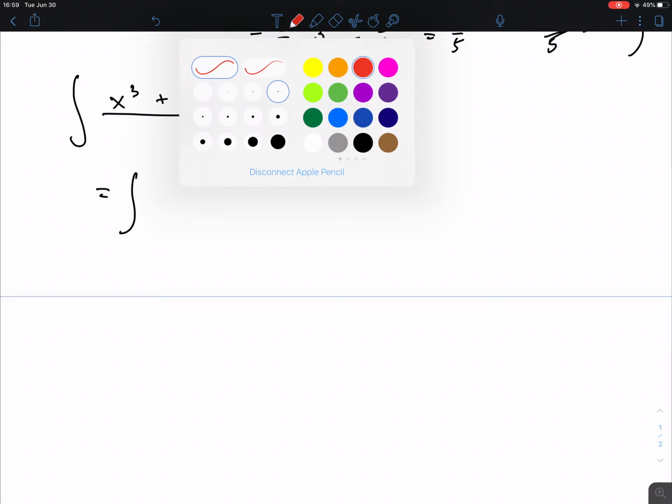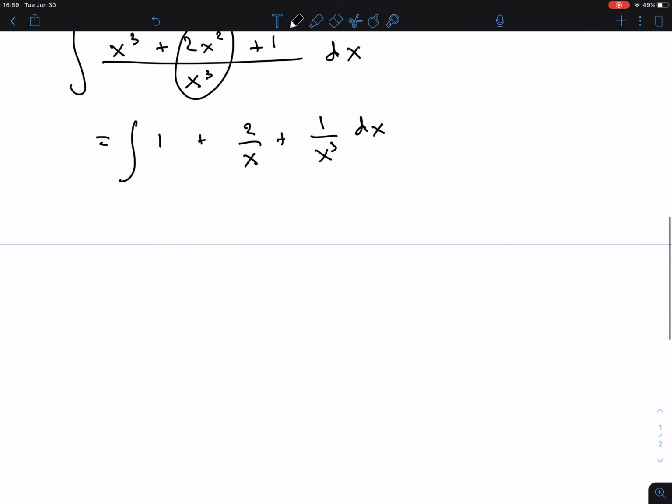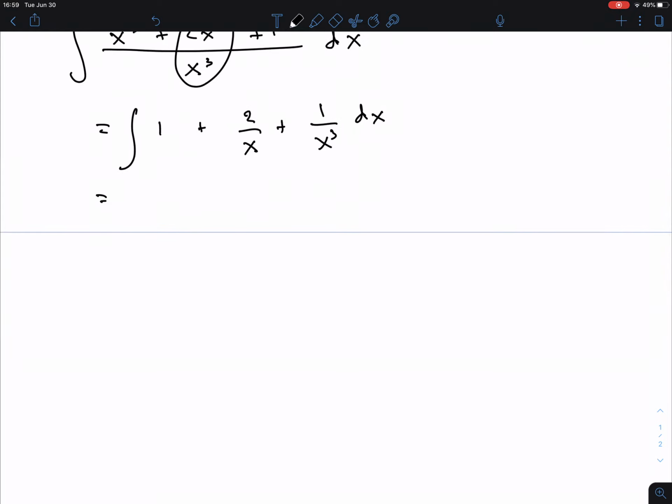So what you get is x cubed divided by x cubed is 1, that's true. But then also this one, what is that? That is 2 over x, right? And then the last one is 1 over x cubed dx. Now we know that we cannot antiderive powers in the denominator. We have to write them as exponents.